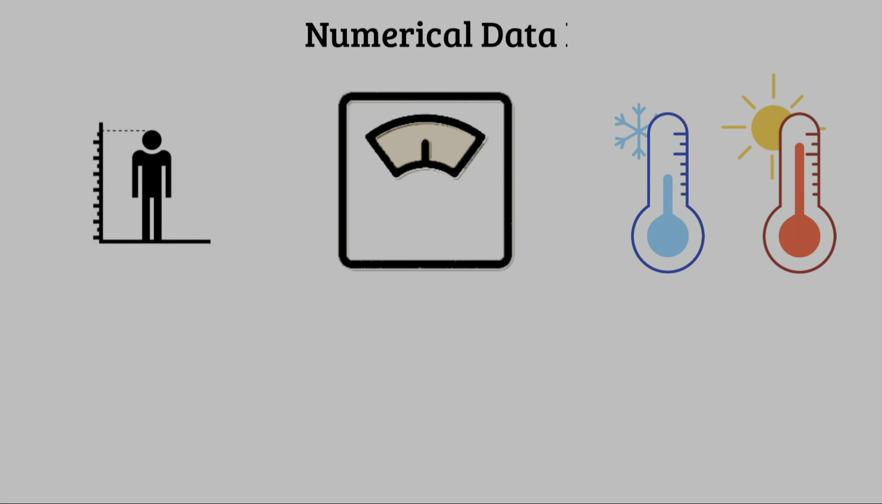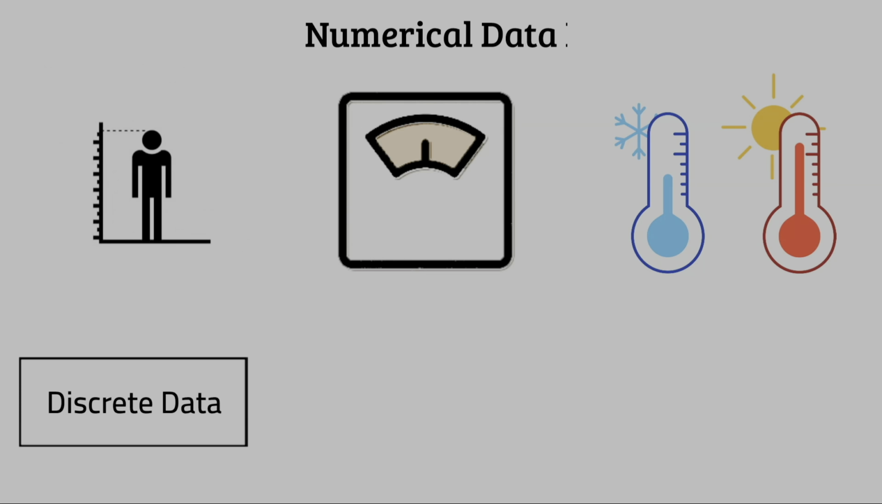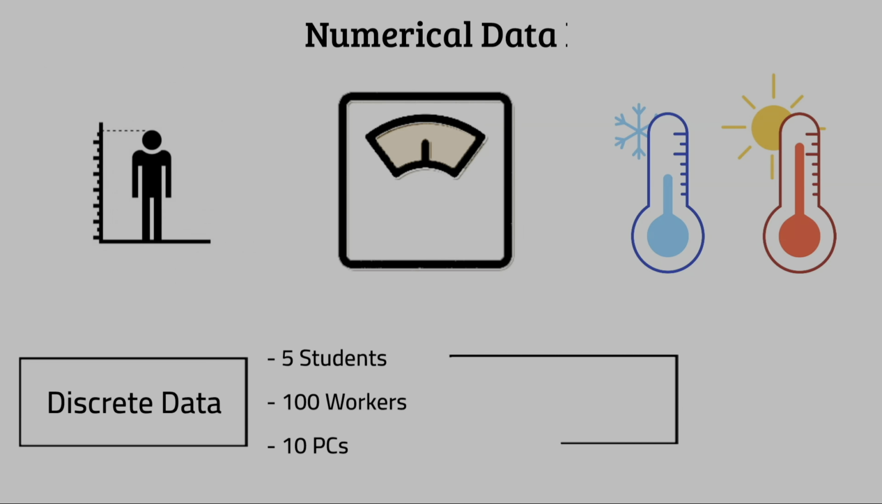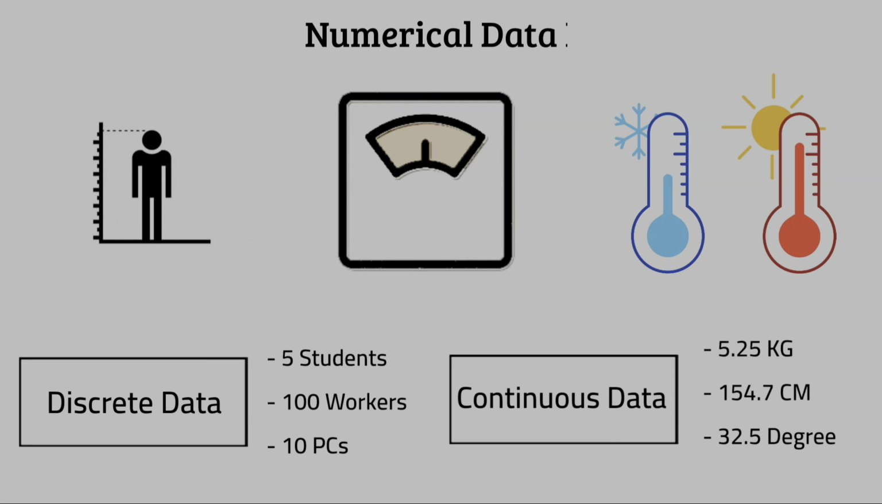Numerical data can be further categorized into two subtypes: discrete data, which consists of separate, distinct values, for example, the number of students in a class, and continuous data, which can take on any value within a certain range, for example, temperature or weight.